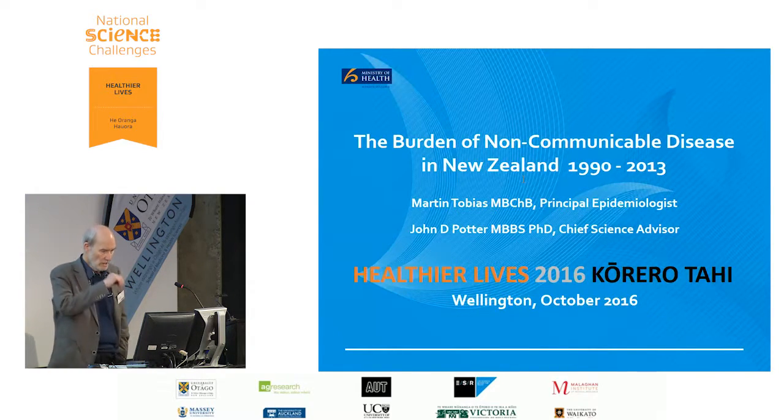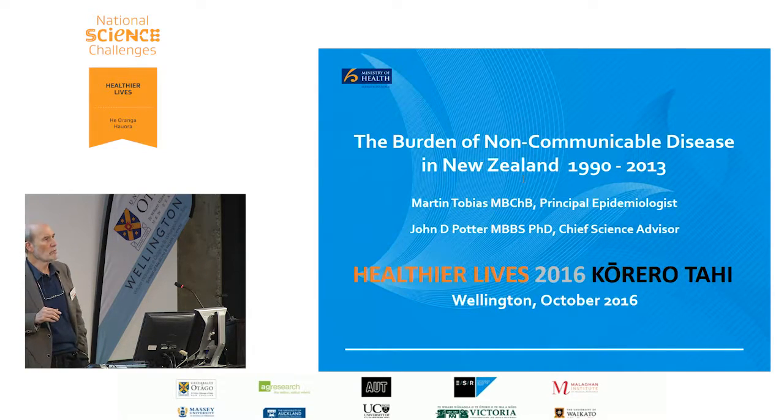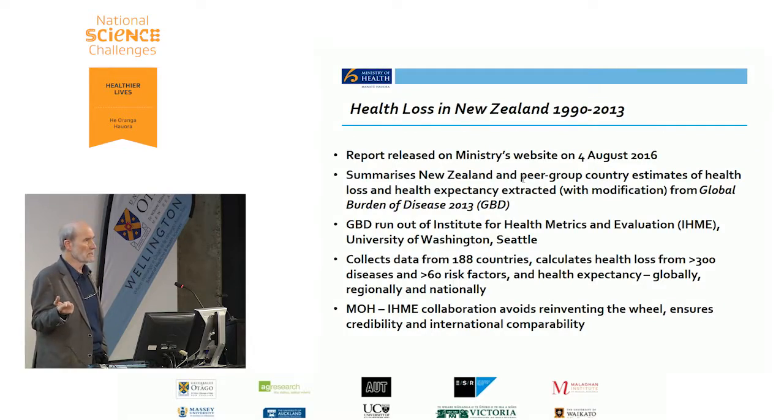But here's the context. I'm going to talk about some details not only about mortality, but morbidity as well. So this is disease occurrence, disease incidence and prevalence, as well as mortality from disease. Health loss in New Zealand is a way of capturing that information. There was a report released on the Ministry's website in August this year, and it summarises our health loss and health expectancy, which I'll define for you in a moment, from the global burden of disease. The global burden of disease is run out of the Institute of Health Metrics and Evaluation at the University of Washington in Seattle.